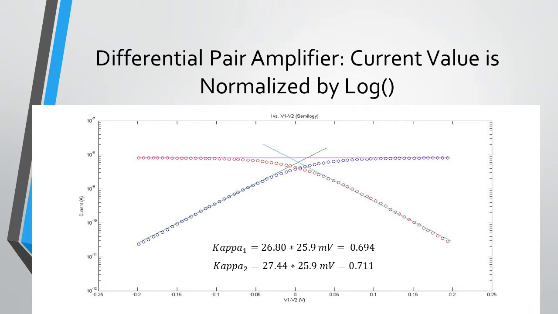For the differential pair amplifier experimental data, we normalized the current values by the log function to perform the curve fit. For the curve fitting, we took a linear region for the two specific I1 and I2 and found the linear slope. The slope is equal to kappa divided by UT. The first slope was the blue dotted line, which is 26.8, and we figured out kappa 1 to be 0.694. For kappa 2 divided by UT, it's 27.44, and we extrapolated and found that kappa 2 was equal to 0.711.